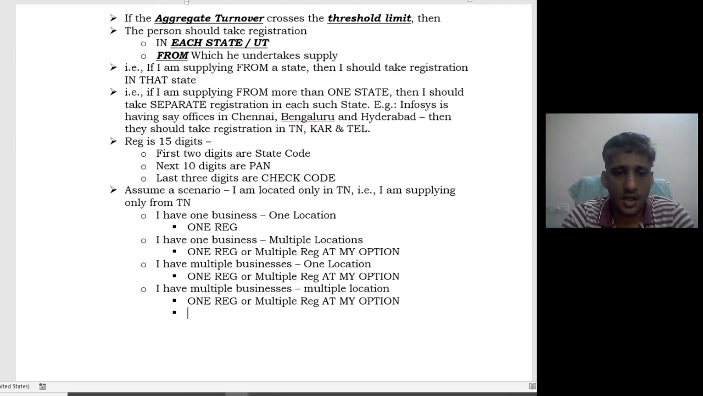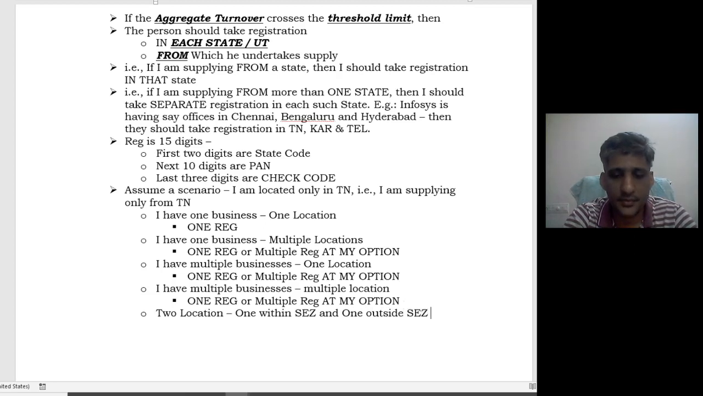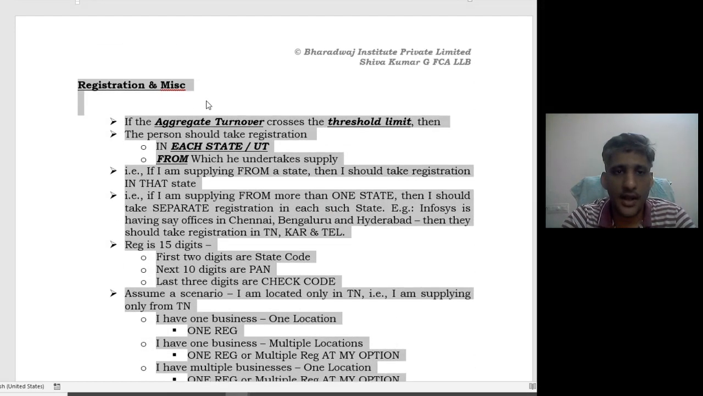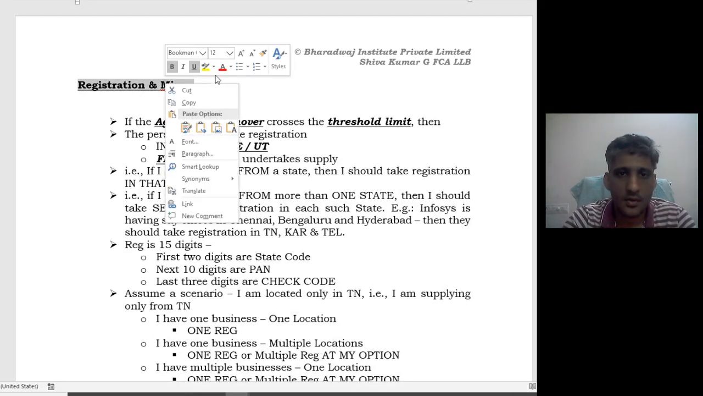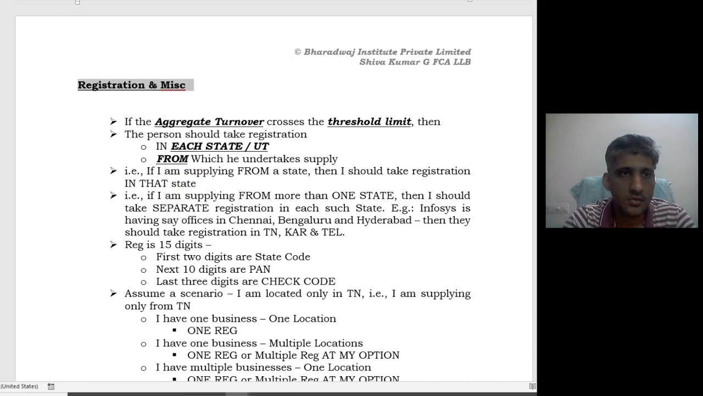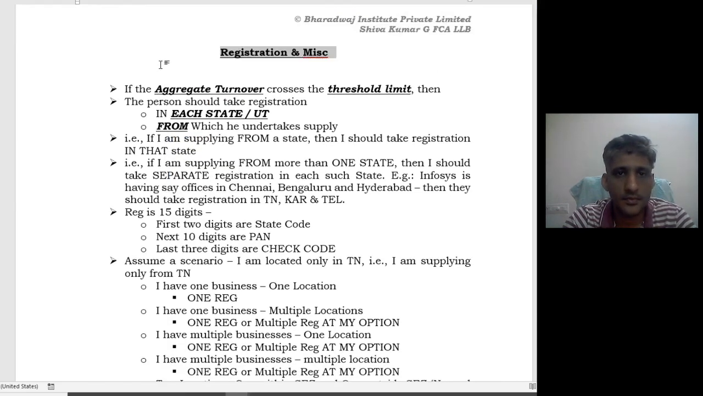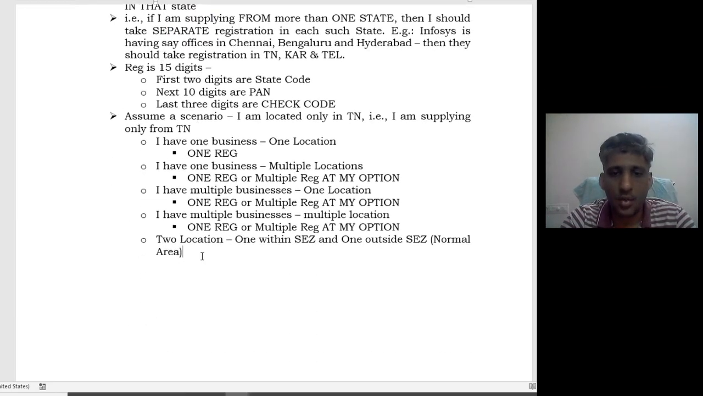Then, 2 locations, one within ACZ and one outside ACZ, that is the normal area. Okay, 2 locations, one within ACZ, one outside, that is the normal area.